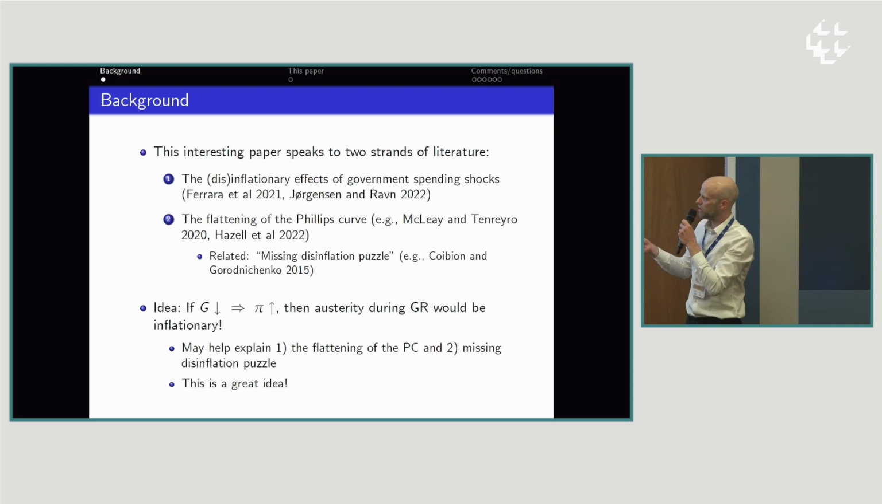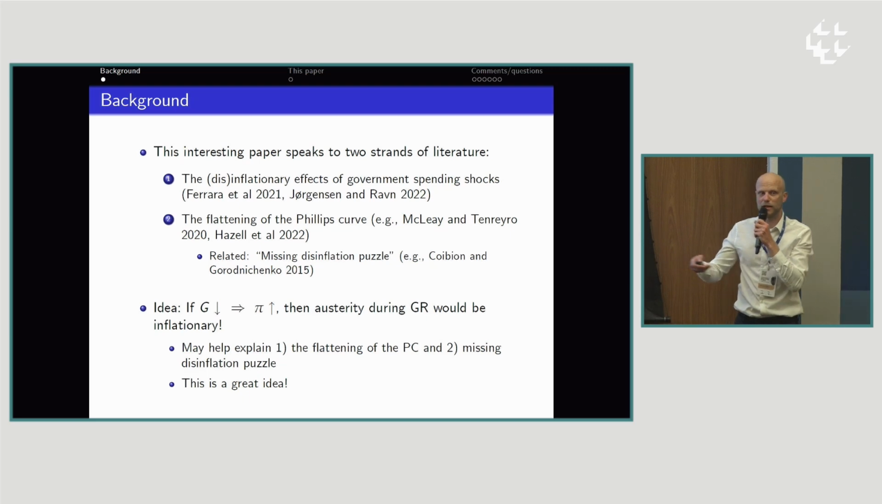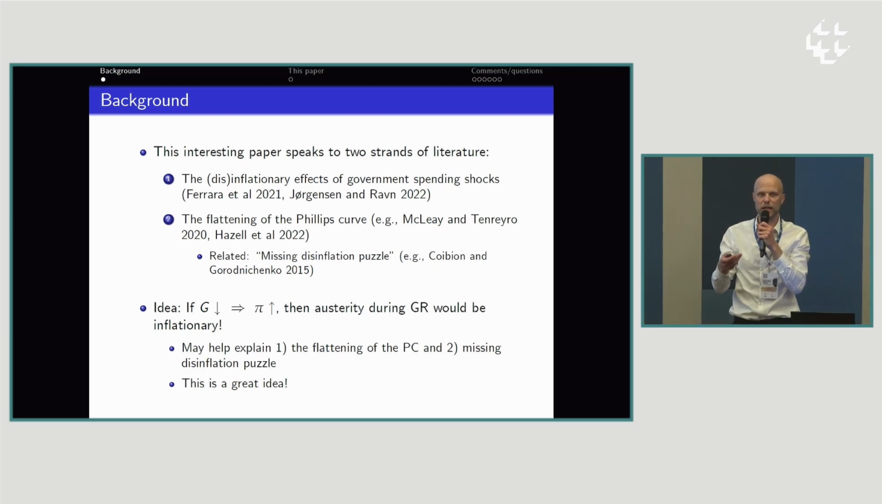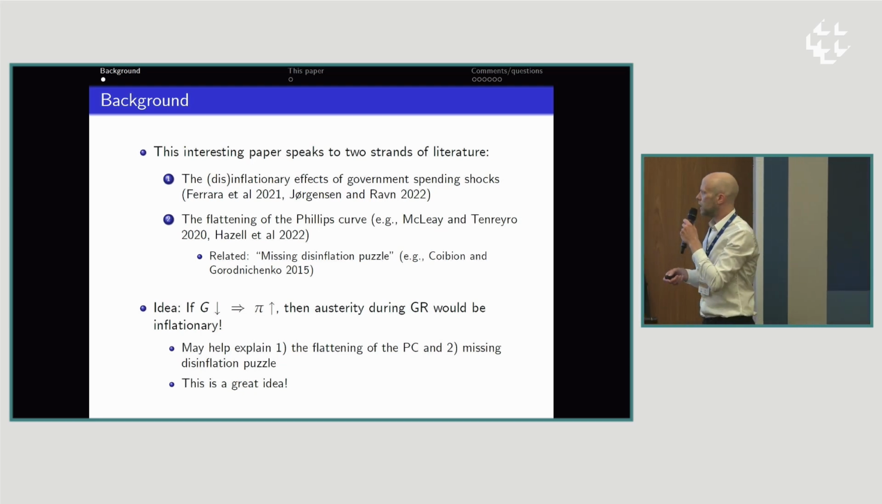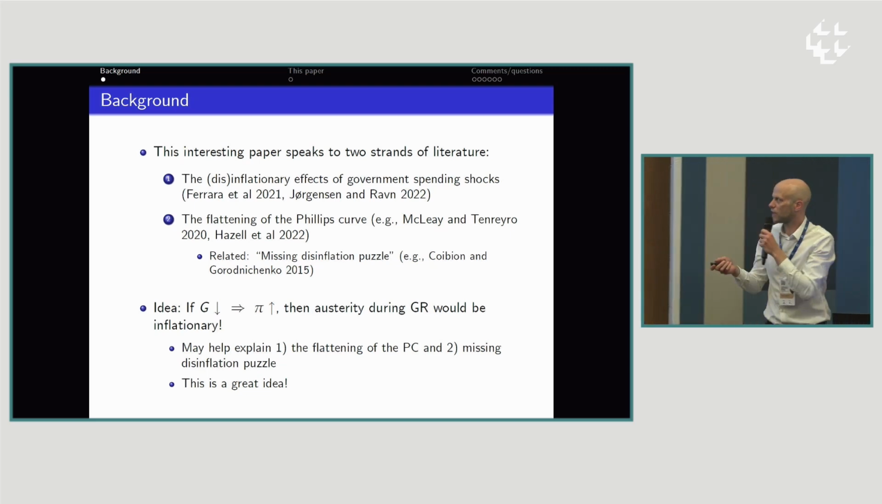So particularly, if a reduction in government spending, so fiscal austerity, actually increases inflation, then fiscal austerity during the Great Recession would make the Phillips curve look flatter, because a recession would be associated with a smaller drop in inflation. And I think that's a great idea to couple those two strands.